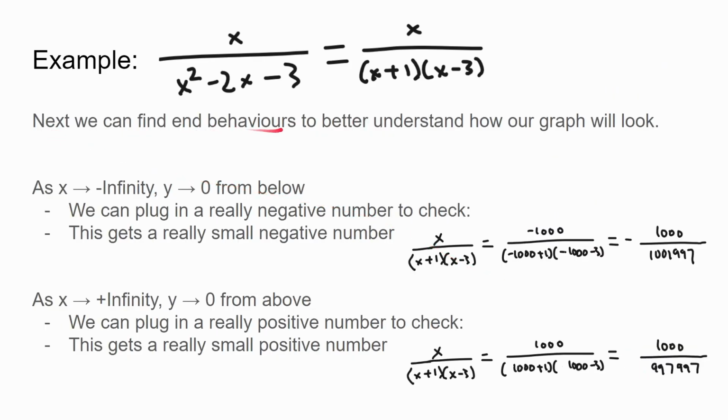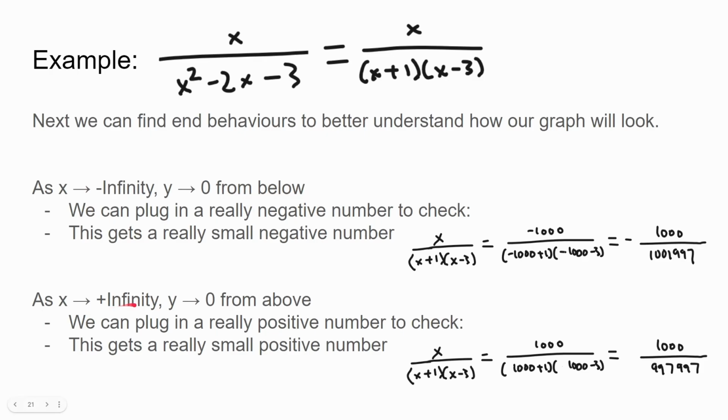Next, we can find the end behaviors to better understand how our graph will look. So again, as x approaches -infinity, y approaches 0 from below, and we can check this by plugging in a really negative number to check. So, for example, -1000. So -1000 over (-1000 + 1)(-1000 - 3), which is -1000 over 1,001,997. And this gets us a really small number that's also negative. So really small means it's approaching 0, and negative means from below. So it's approaching 0 from below.